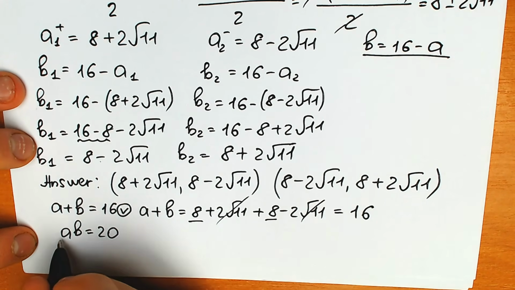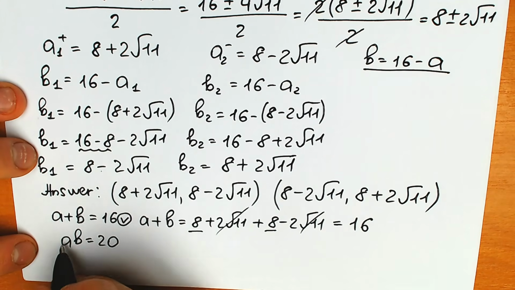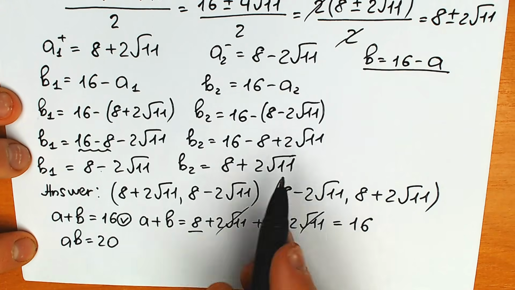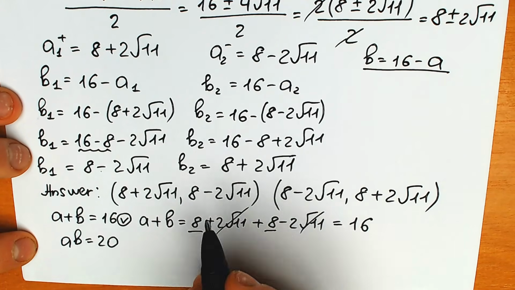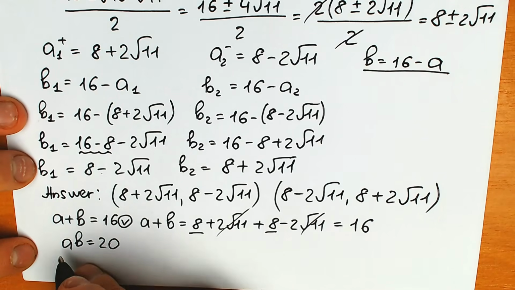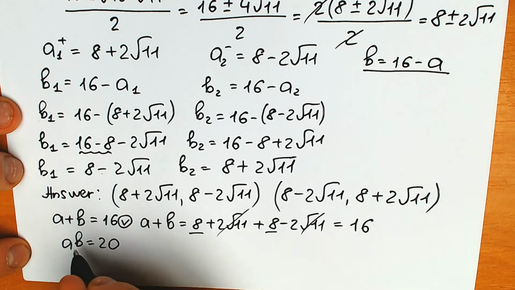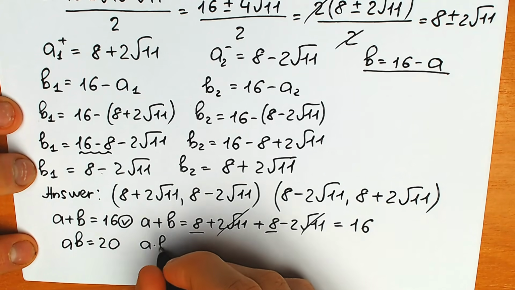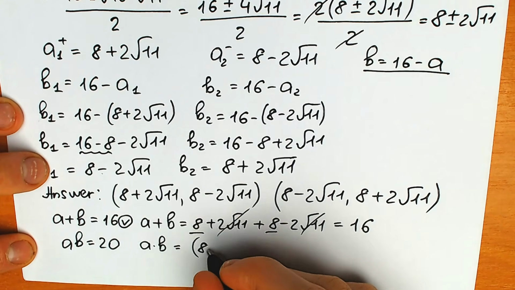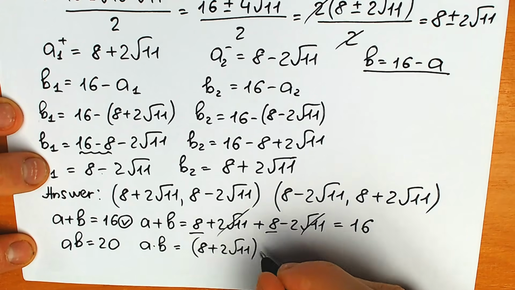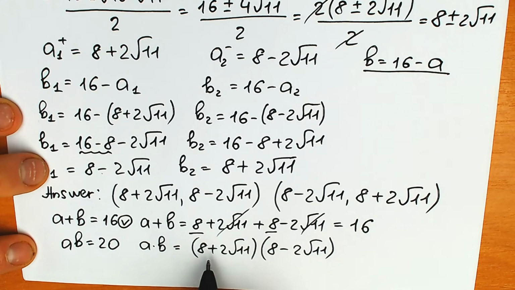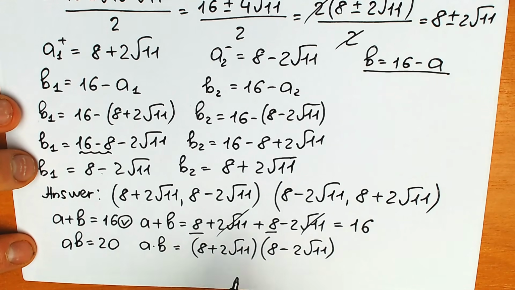And multiplication is absolutely the same thing as addition because a times b equals b times a. So we don't need to check both of these because we can change places right here. We will have absolutely the same result because of multiplication. It works perfectly with addition and multiplication, not with subtraction and division. So a times b equals 8 plus 2 square root of 11 times 8 minus 2 square root of 11. And a lot of students might think we need to multiply parentheses by parentheses, but just look at this closely: 8 plus something, 8 minus something.